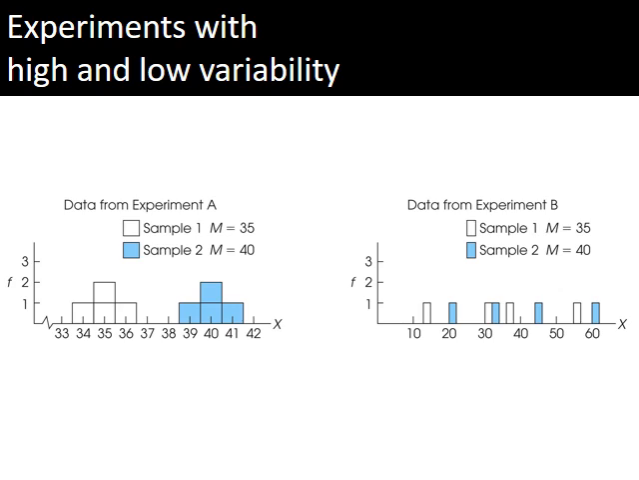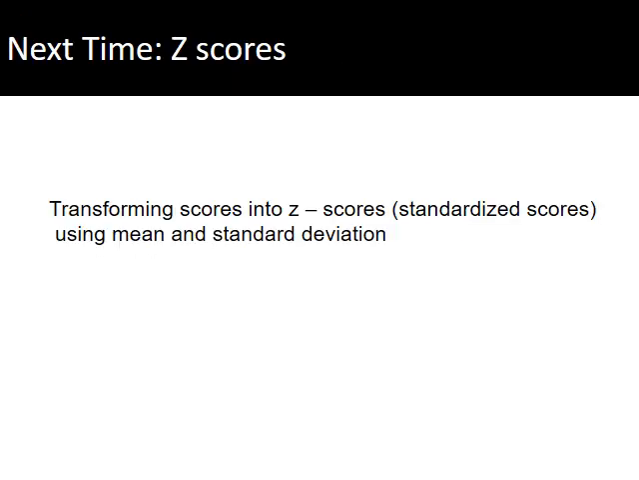And again, make sure you're feeling comfortable with how to calculate variance, how to calculate standard deviations, and that you understand conceptually what these mean, right? And you have a sense of why variability is important. Okay, because from here on out, we're going to be basing all of our future statistical tests on what we've learned in this chapter. Okay, next time around, we're going to transform scores into what are called z-scores, also known as standardized scores, using the mean and standard deviation to do so.